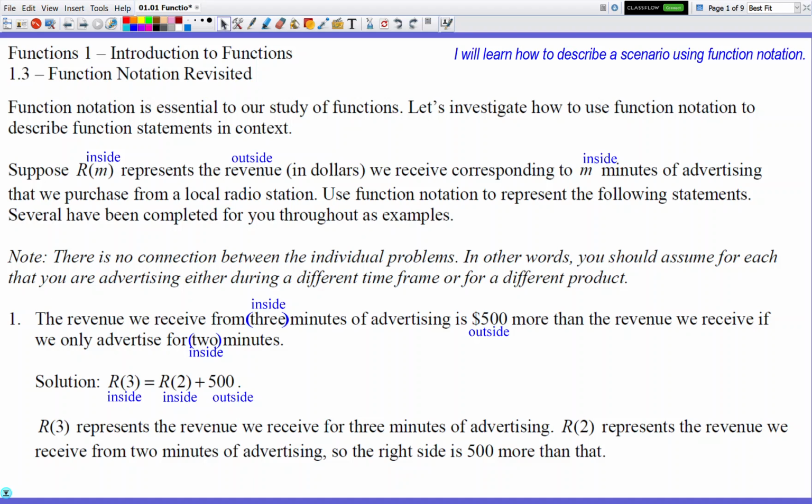Hello and welcome to Functions 1.3, Function Notation Revisited. Okay, so in this one, it's going to get kind of tricky.